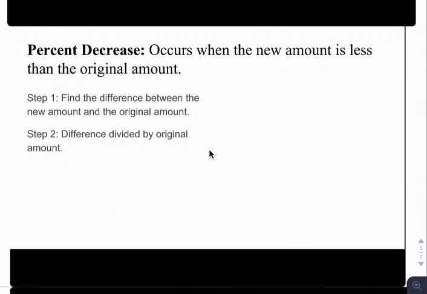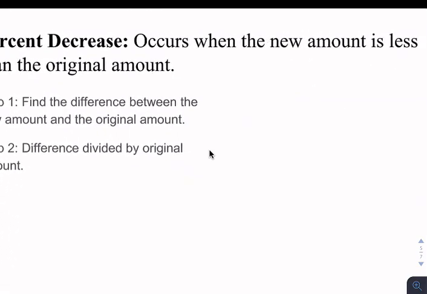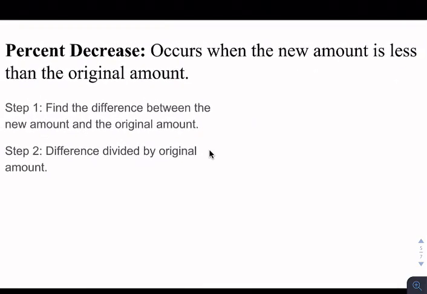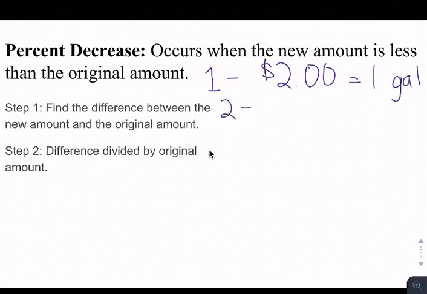All right. So now the opposite is percent decrease, and percent decrease occurs when the new amount is less than the original amount. So, first of all, we find the difference. Okay, so let's think about it the opposite way. We'll take our milk example again. On day 1, the milk costs $2 per gallon for 1 gallon. On day 2, it's on sale, yay!